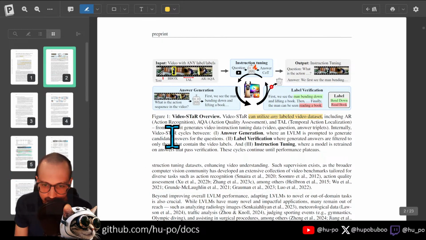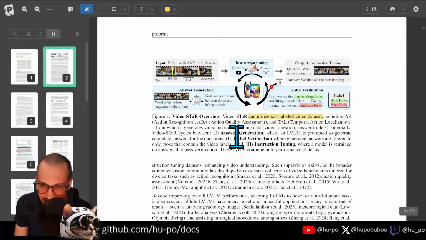Internally, Video Star cycles between answer generation, where an LVLM is prompted to generate candidate answers. In this answer generation stage, you simply use an already trained model to answer some question about the video. So what is the action sequence in the video? First we see the man bending down, lifting a book, and so on. So you're basically just using the model to generate some output.